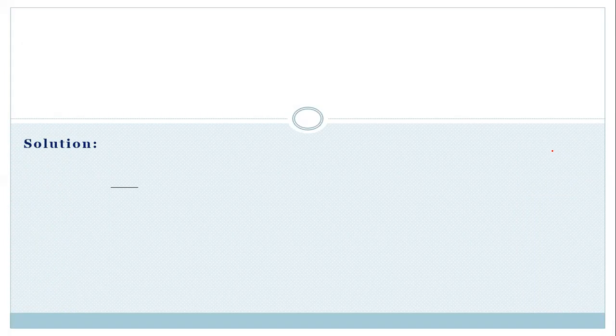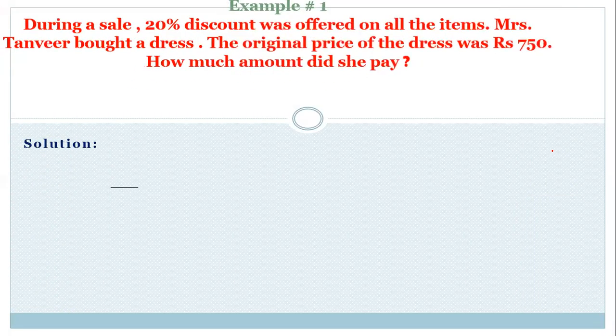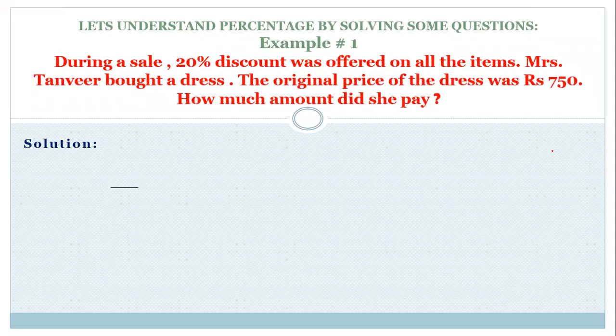Let's reinforce this video in our next example. During a sale, 20% discount was offered on all the items. Mrs. Tanveer bought a dress. The original price of the dress was 750 rupees. How much amount did she pay?